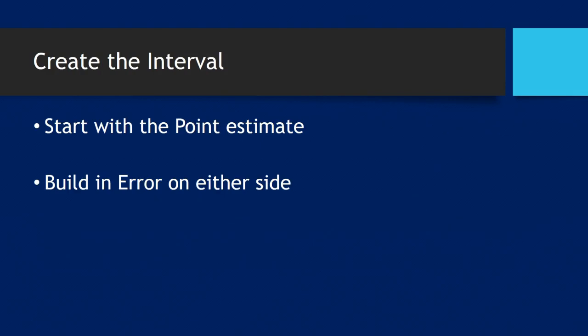So here's what we do. Like I said, in order to create the interval, we're going to start with that point estimate. We're going to start with, for instance, 178 pounds. And then on each side of that, we build in a little bit of room for error.